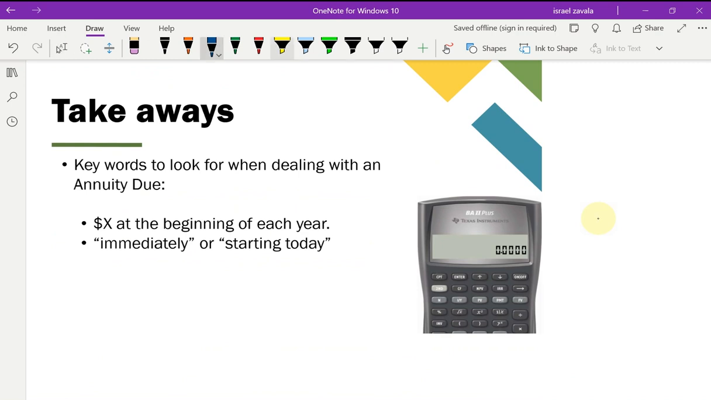Keywords to look for when you're dealing with annuity due. So, for example, number of dollars at the beginning of each period. Or if you see a term like immediately or starting today, usually those are keywords that mean that your calculator needs to be in begin mode.